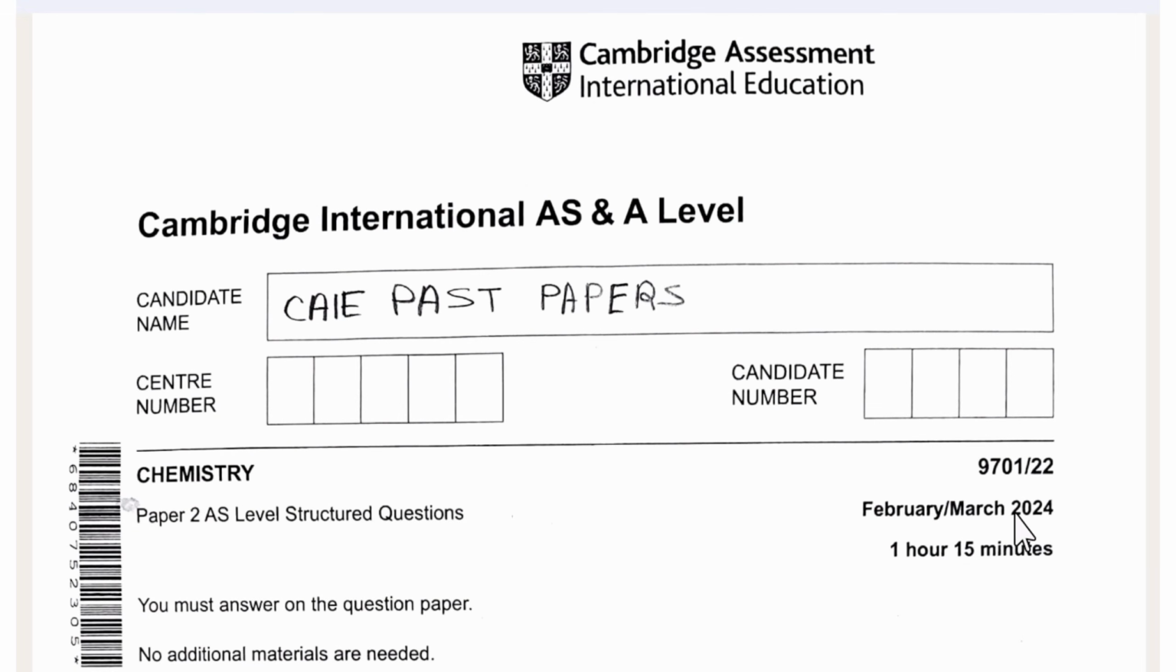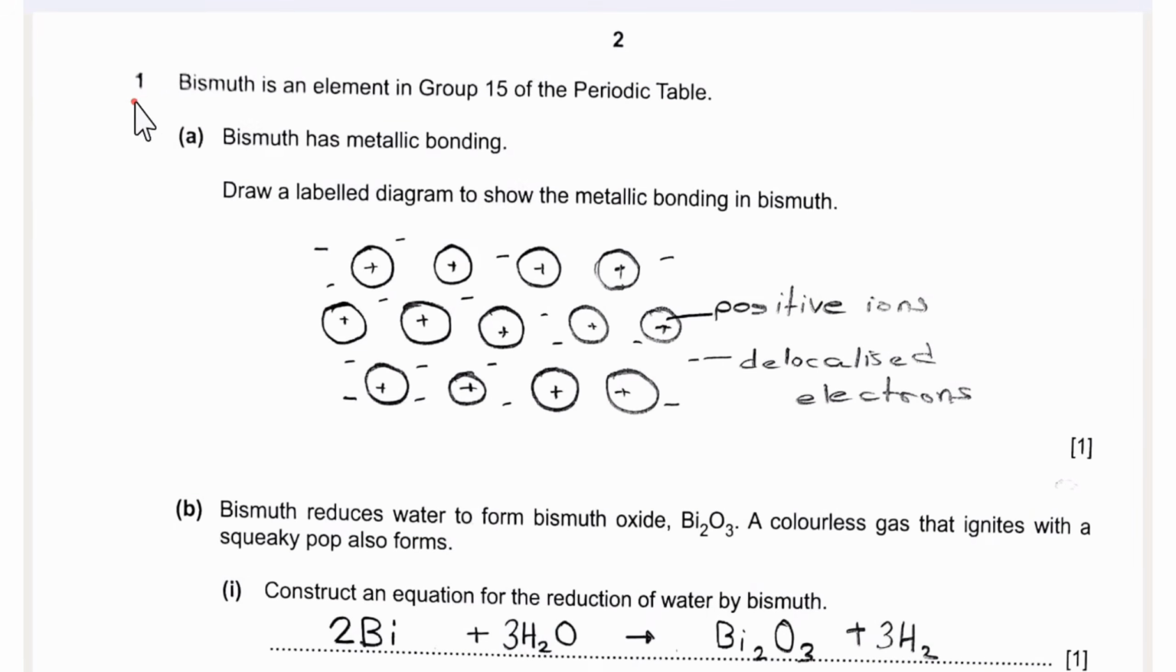In today's video, we'll be discussing Chemistry Paper 2 AS Level Structured Question, 2024 February-March, Variant Test 22. Question number 1. Bismuth is an element in group 15 of the periodic table. Bismuth has metallic bonding. Draw a labelled diagram to show the metallic bonding in bismuth. Since it is metallic bonding, the structure is positive ions surrounded by delocalized electrons.